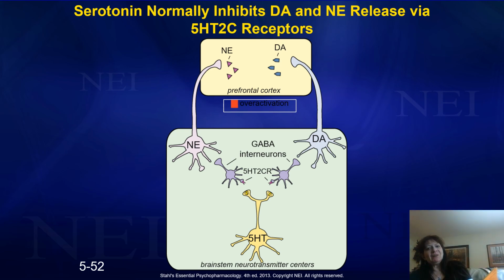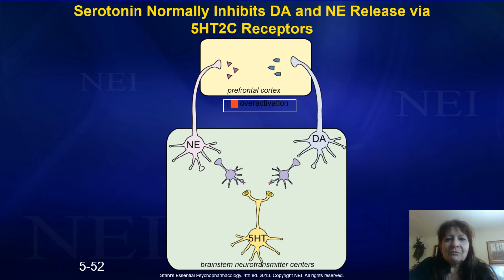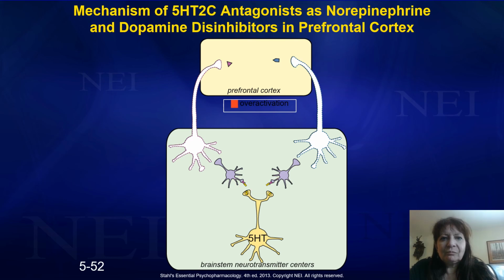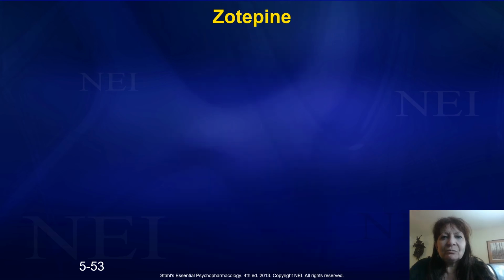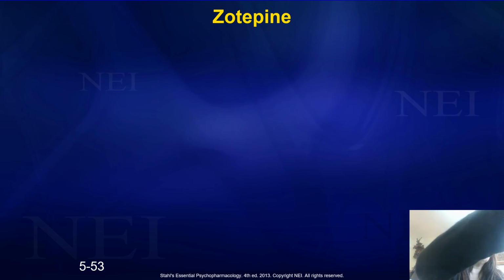So serotonin normally inhibits dopamine and norepinephrine release via the 5-HT2C receptors. However, 5-HT2C antagonism disinhibits release of both norepinephrine and dopamine. And there you see it. Zotepine is not a drug that we are using in this country, so we are going to skip over this.